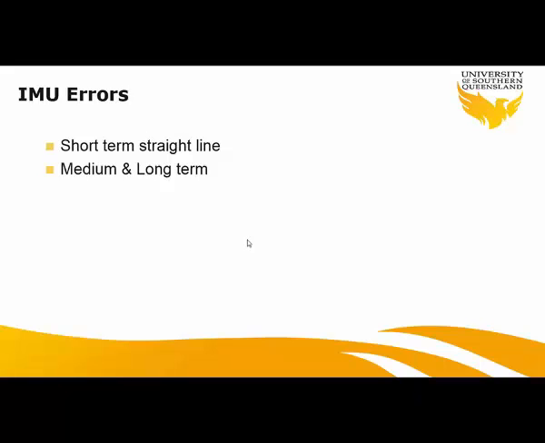The second type of error is medium and long-term error. These types of error are small to start off, so they're small at the start and can be ignored, but over time they grow with the scale. They usually have a sine shape function.